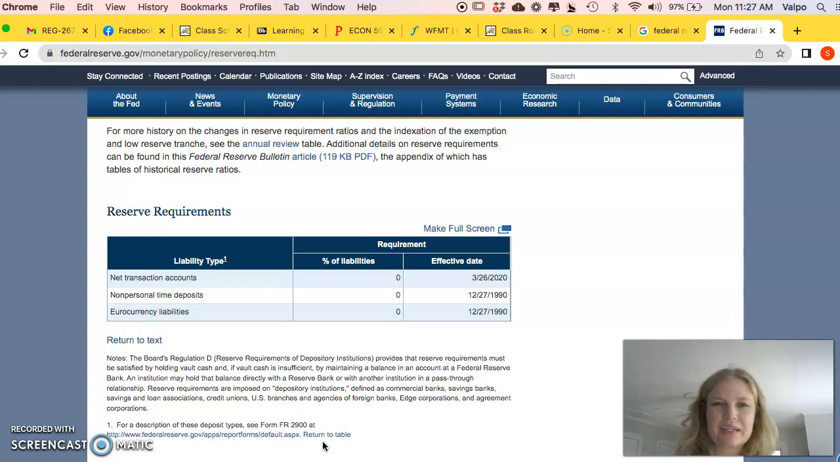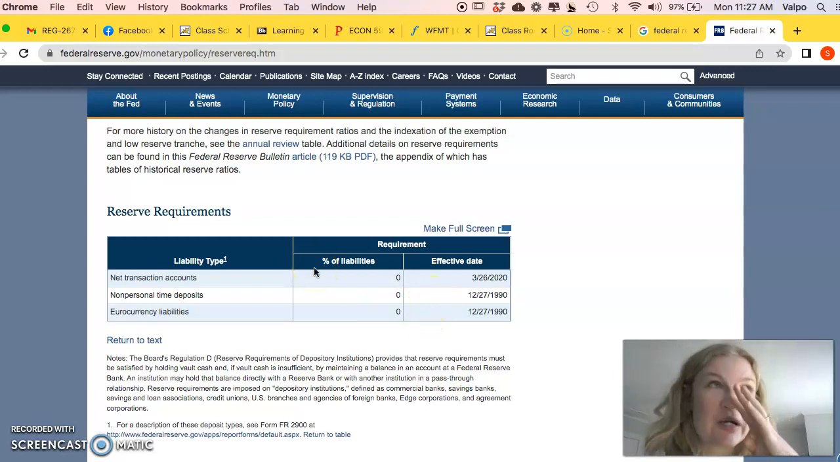Hey, which one do I click on? Do I click on Wikipedia or federalreserve.gov? I clicked on federalreserve.gov, and man, look at this. What is our current reserve requirement? 0. Okay, so banks don't have to put any money in the vault.